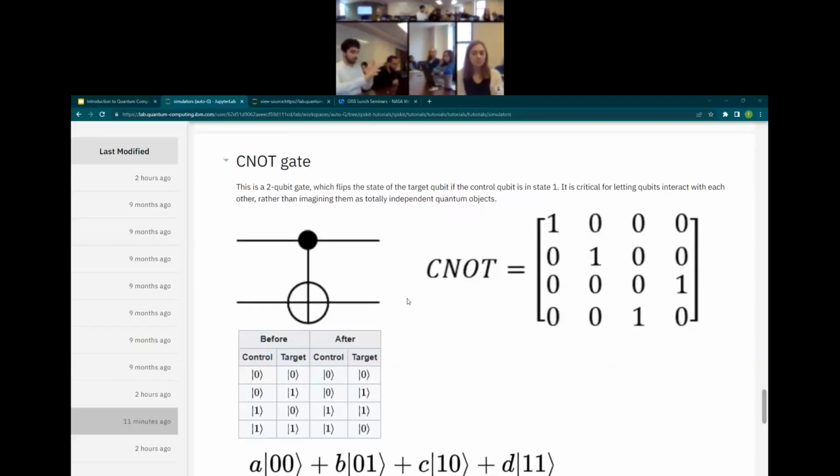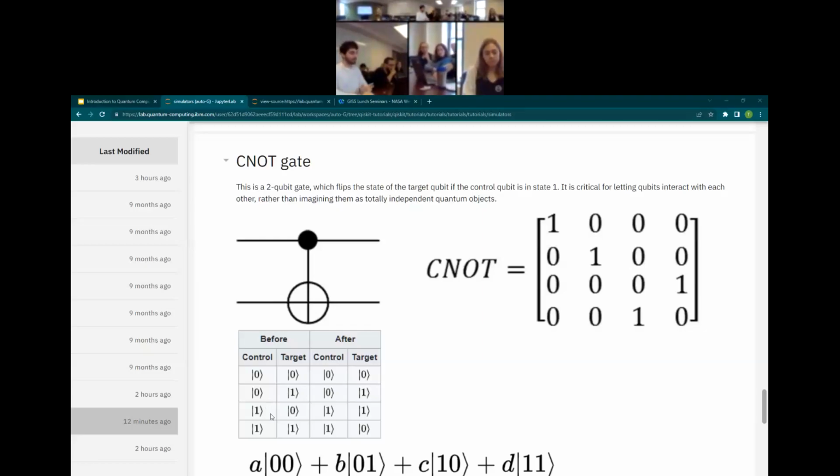So there's a few different representations here. Just bear with me. This is what it looks like in the circuit. There's a control qubit and a target qubit. And depending on the state of the control qubit, we will change the target qubit in some way. This is the matrix representation for it. Essentially, you flip the state of the target qubit if the control qubit is in state 1. If the control qubit is in state 0, you do nothing to the target qubit.